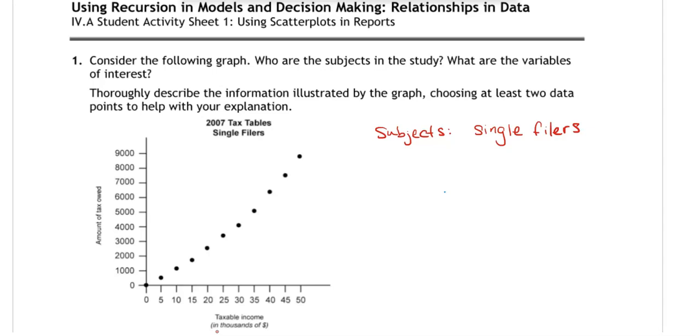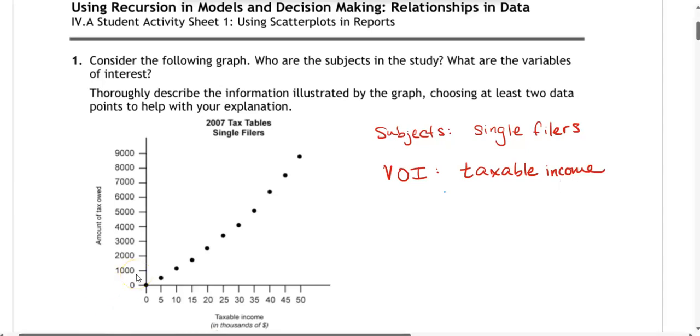And then what are the variables of interest? What are we looking at? What is the information we're trying to figure out here? And that's the taxable income. So the variable of interest would be our taxable income. All right, cool.